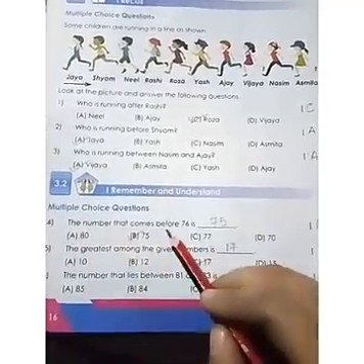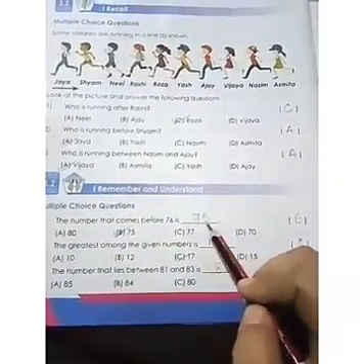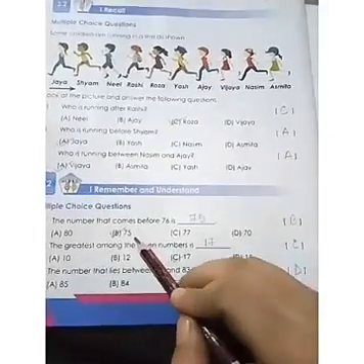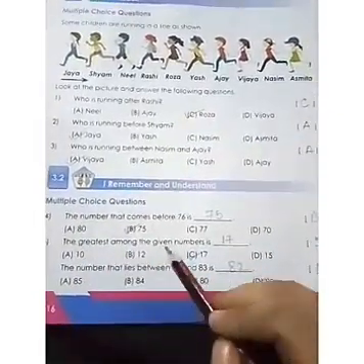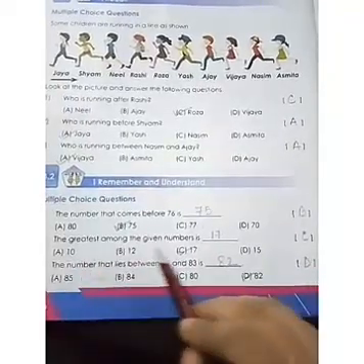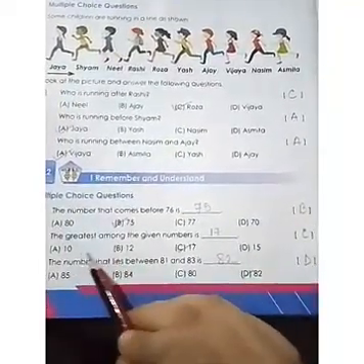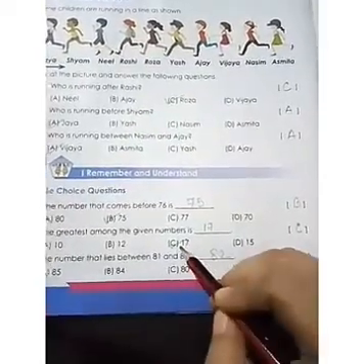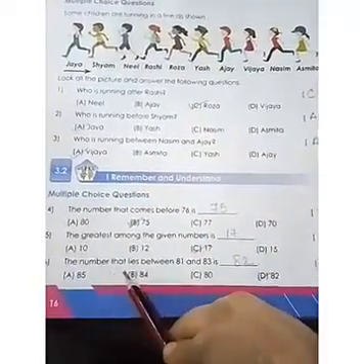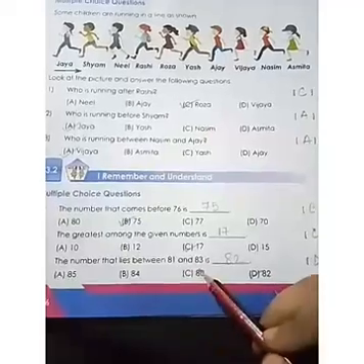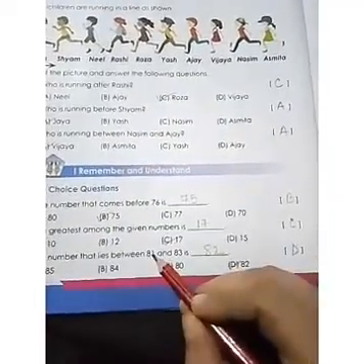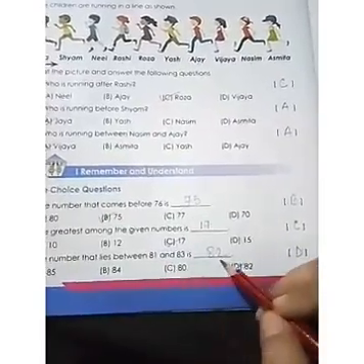The number that comes before 76 is, so the number which comes before 76 is 75. The greatest among the given numbers is, so there are 4 options given here. We have to find the greater number: 10, 12, 17 and 15. Which is the greater number? 17. The number that lies between 81 and 83 is 82.